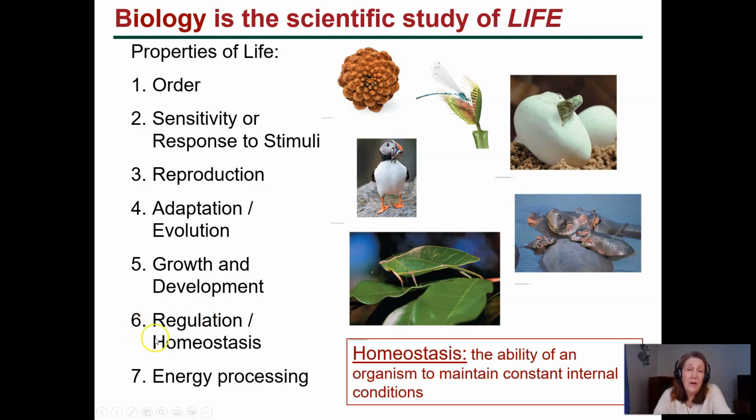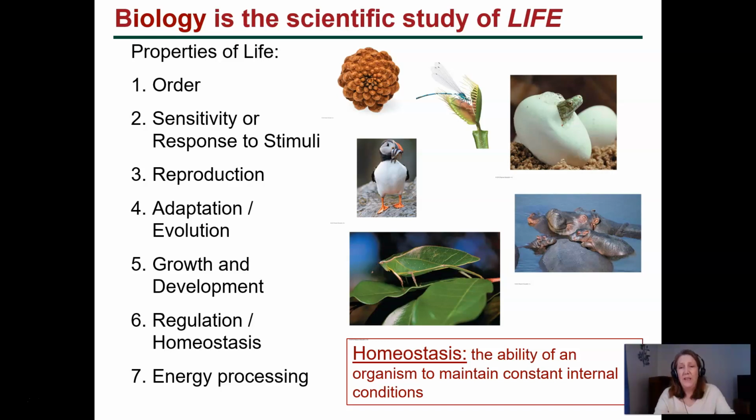And then our sixth one is regulation / homeostasis. So this word homeostasis might be new to you. So that's also in our terms. If you go back up into the terms of the study guide, homeostasis is the ability of an organism to maintain constant internal conditions. So it's pretty much the same as regulation, like you're keeping your temperature the same, you're keeping your pH the same. We'll talk about pH in a later chapter.